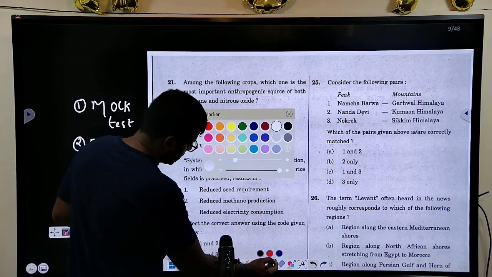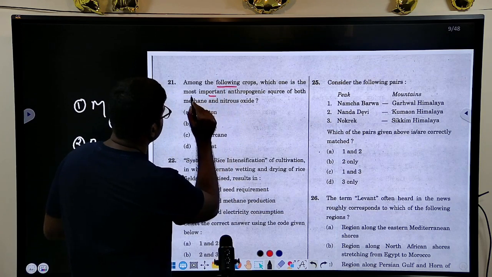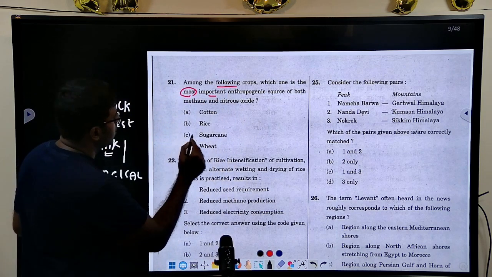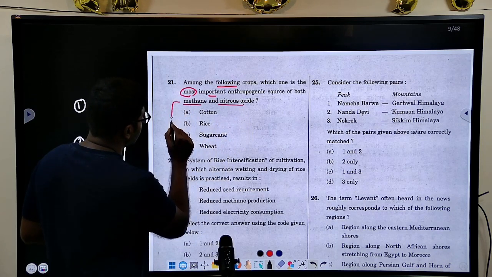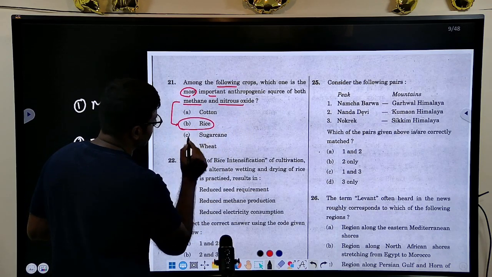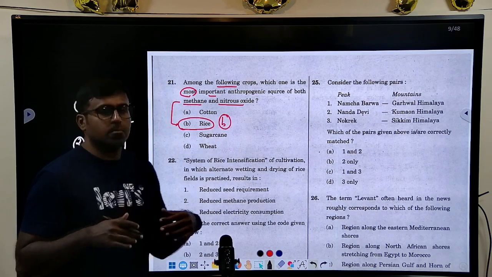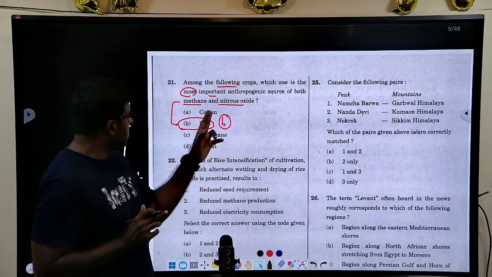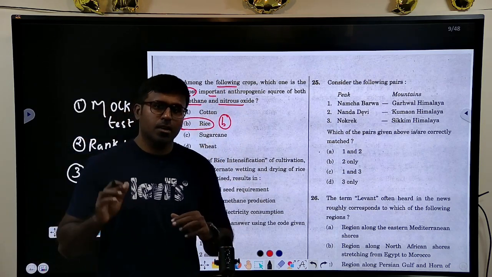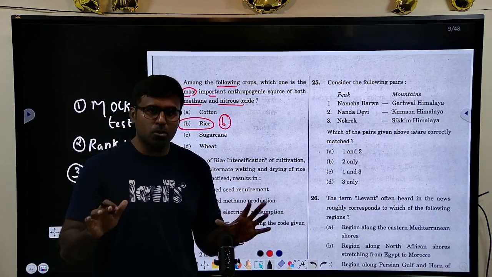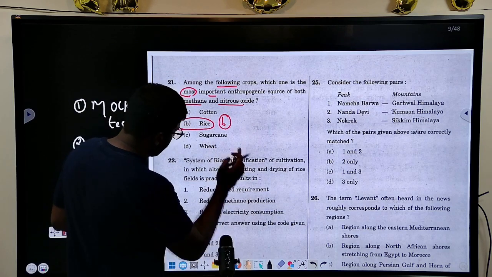Now we'll go to this question. Look at this question: among the following crops, the most important anthropogenic source for methane and nitrous oxide, definitely methane. It is there in the 6th standard NCERT book. This rice being an emission source of methane is present in every book, and nitrous oxide, yes. So that is what you should see. So the answer is B for this.